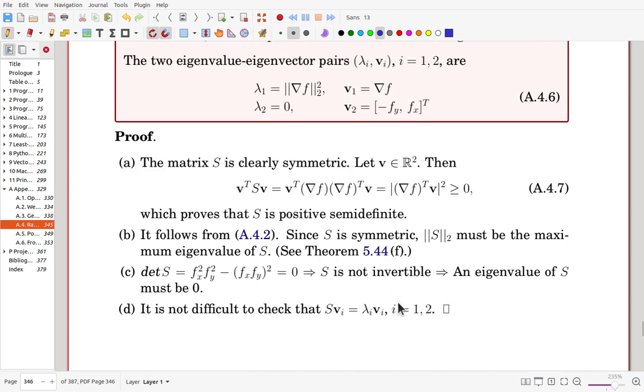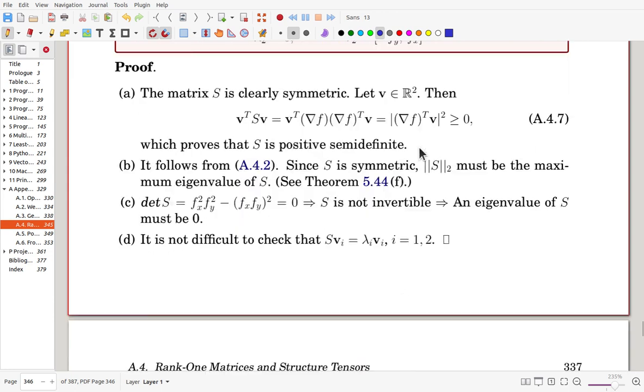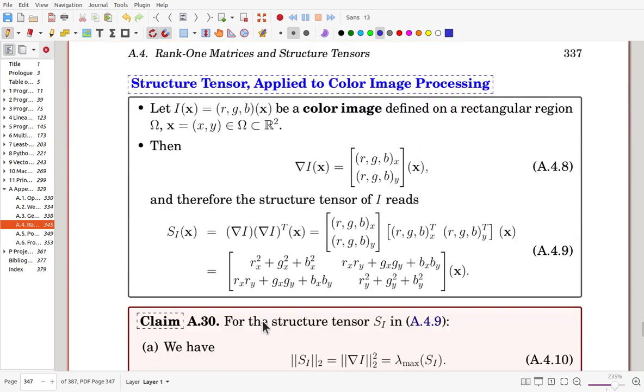We have some official proof, but already we proved over there. Now we'll try to apply the structure tensor for color image processing. Then color image I has three components: RGB, red, green, blue. For that one, now we can get a gradient for the three components, x derivative, y derivative. Now we can formulate the structure tensor of I.